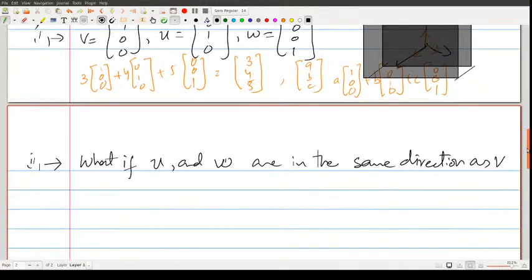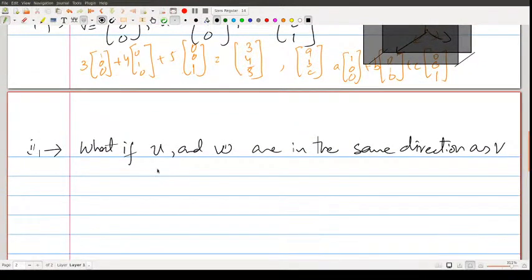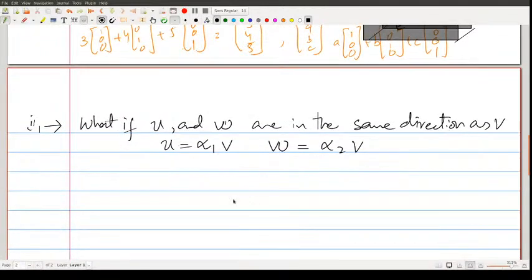If they're in the same direction as V, then I can say U is alpha 1 times V, and W is alpha 2 times V. So they're both in the same direction, which means I'm stuck in the line again. The linear combination of three vectors will still give me a line because they're all in the same direction.